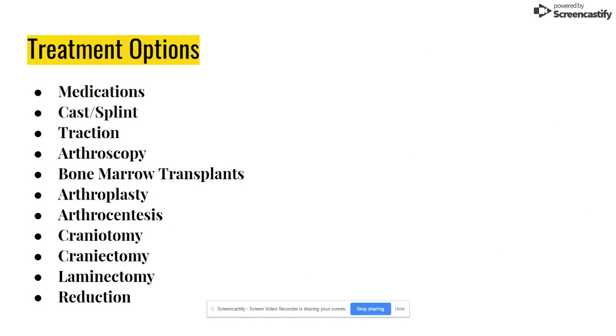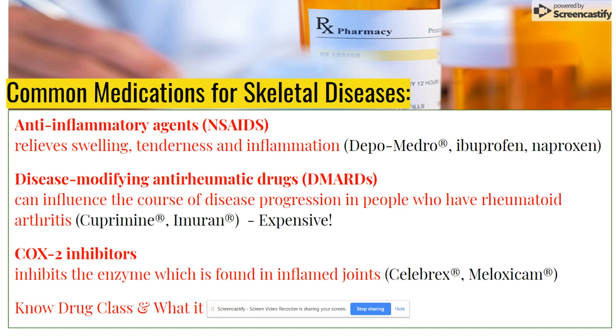So next thing we're going to get into are treatment options. There's a lot of different treatment options for skeletal system diseases. I'm going to talk about a couple of them as we go. All right, so let's first start off with medications. The stuff in red is really important. I'm not going to be, you're not going to be responsible for knowing specific medications, but I do want you to know what the drug class is and what it is. So when we talk about drug classes, we're talking about this bolded part right here.